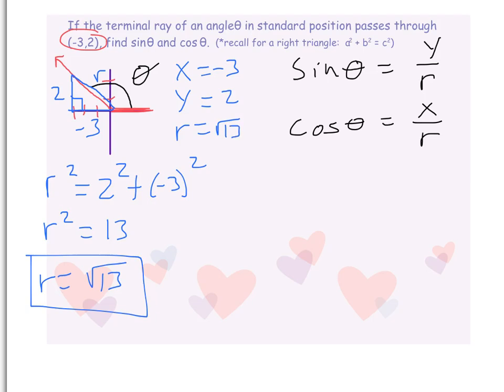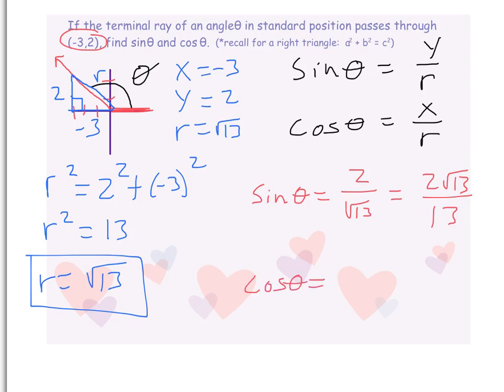So first, if I think about theta's sine value, that's y over r. Well, y is 2, and r is square root 13. If I were to rationalize that, I'd get 2 square root 13 over 13. Okay, that would be its exact sine value. I could just evaluate that in a calculator to get a decimal approximation.